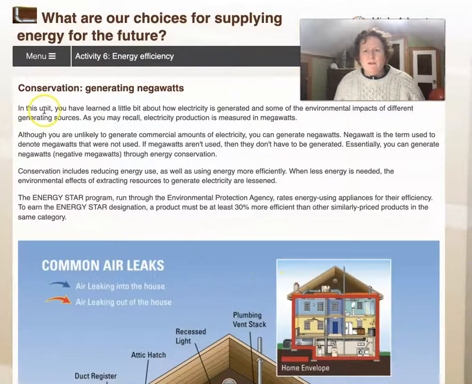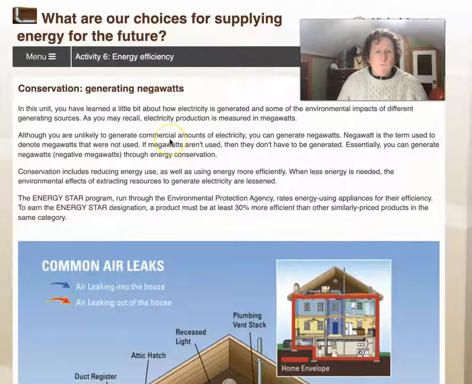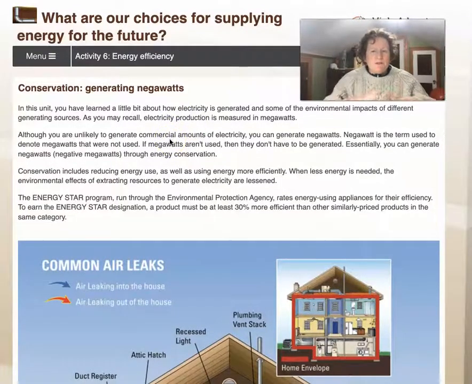So conservation, generating negawatts. A negawatt is electricity that you don't have to use. It's negative energy that you've saved.